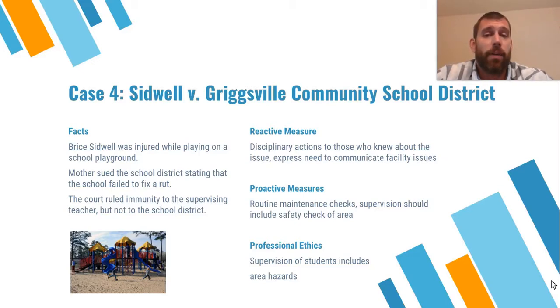As far as proactive measures, I think it's necessary for the maintenance personnel to make routine checks on the grounds, especially in areas like playgrounds where the students are most likely to participate in activities that could lead to injury. It's also important for teachers and staff to understand that their supervision of students also includes making sure that the environment the kids are in is safe.